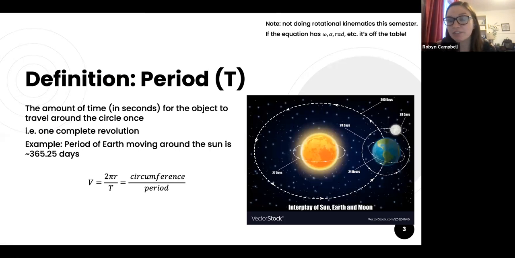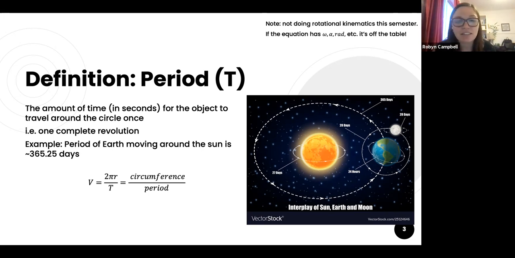So the first thing I want to define quickly is the period of rotation. The period is just the amount of time that it takes for an object to move around the circle, do one full rotation, or one complete revolution. A prime example is that the Earth takes about 365 days to go around the sun. So that would be its period.